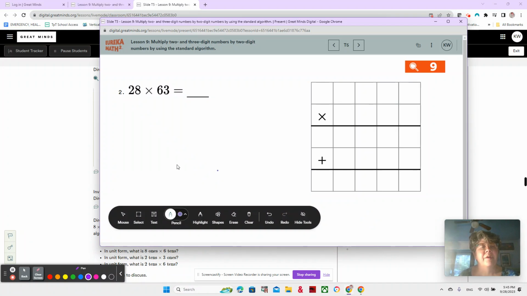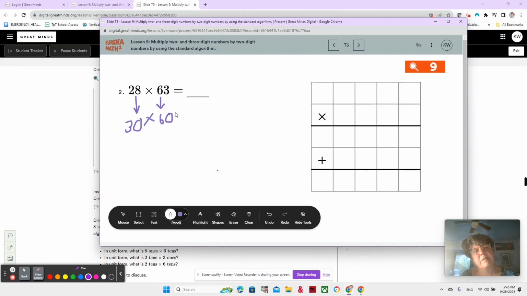So bossy. Okay, 28 rounded to the nearest 10 is 30, right? The 8 tells me I'm closer to 3 than I am to 2. And 63 is 60, because the 6 tells me I'm closer to 60 than I am to 70, right?